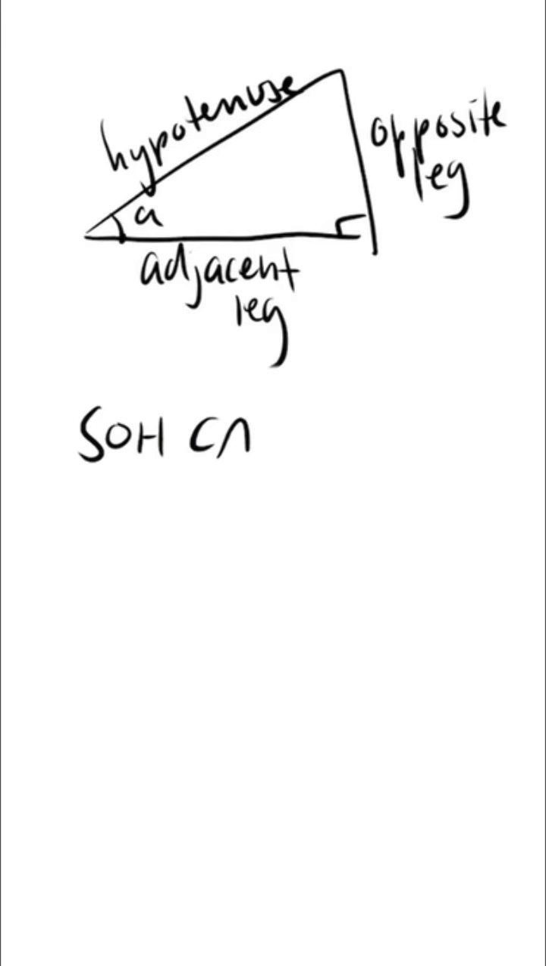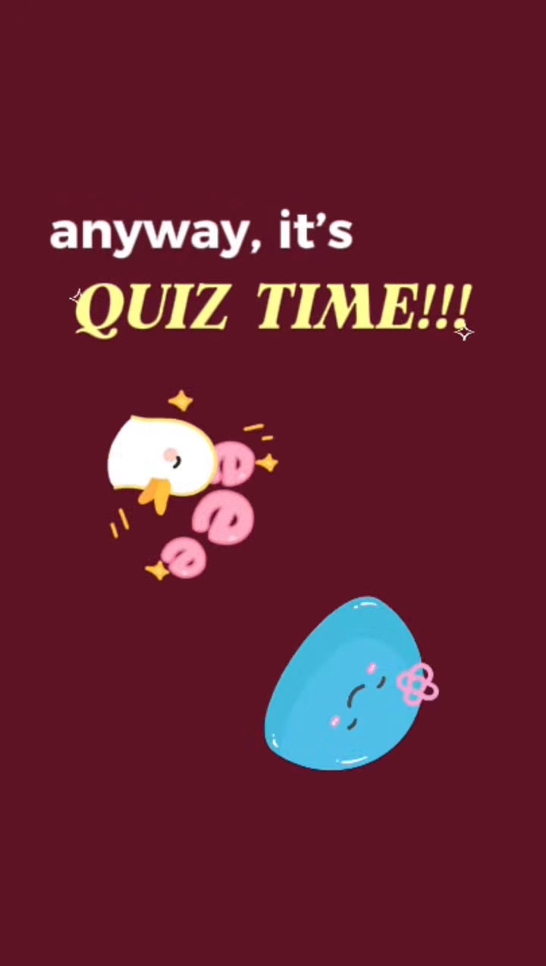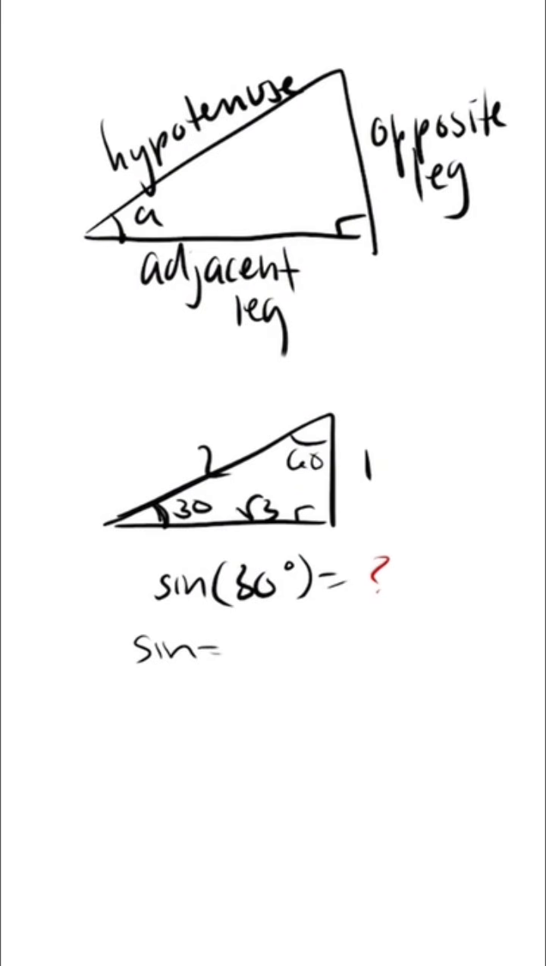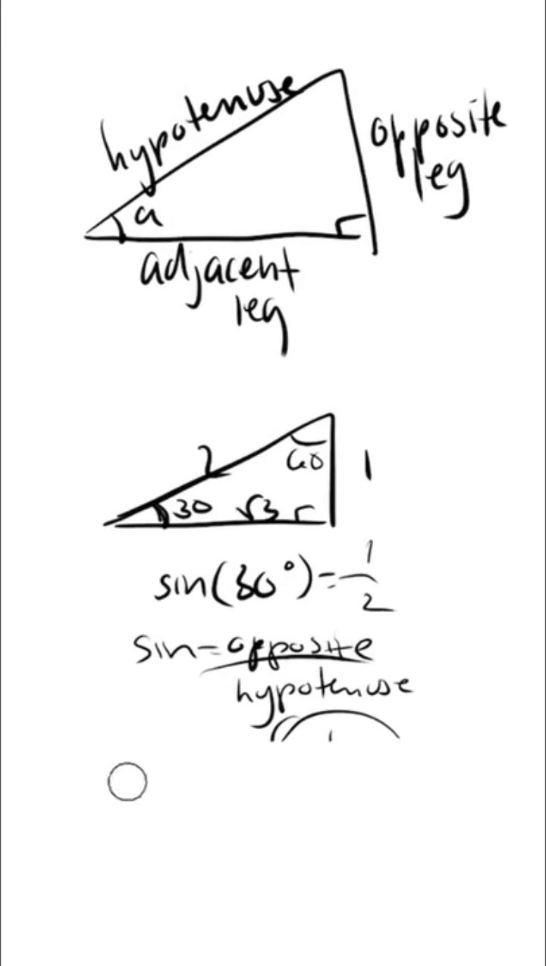Side note, a really easy way to remember sine, cosine, and tangent is the abbreviation SOHCAHTOA, where SO is for sine, CA is for cosine, and TOA is for tangent. Anyway, it's quiz time! If we have a 30, 60, 90 triangle, what is sine 30 degrees? Since the ratio of a 30, 60, 90 triangle is 1, square root 3, 2, and sine is the opposite side divided by the hypotenuse, our answer would be one half.